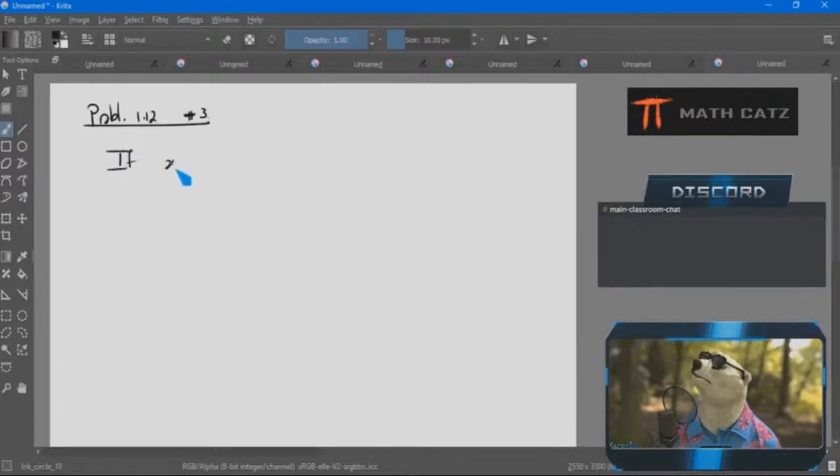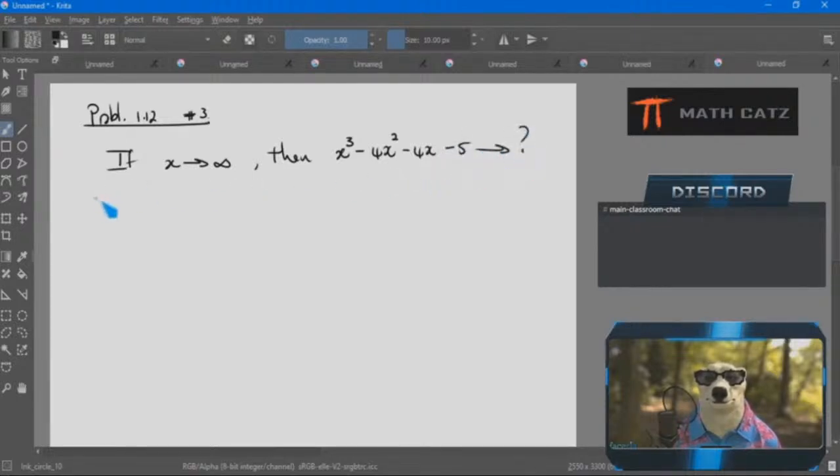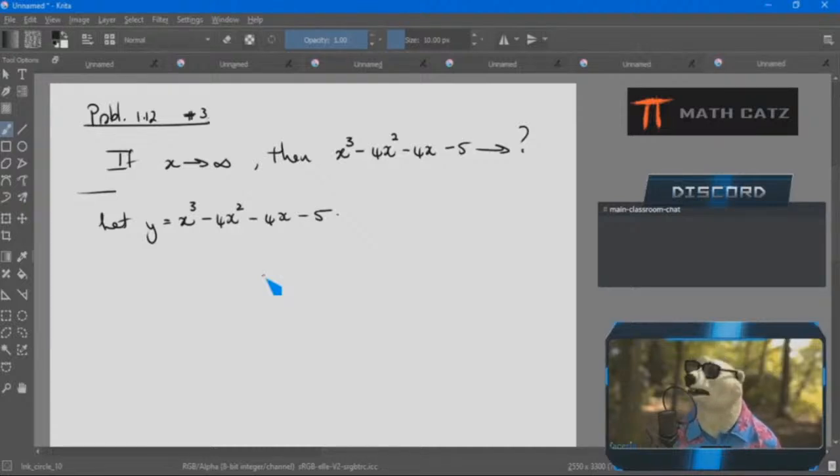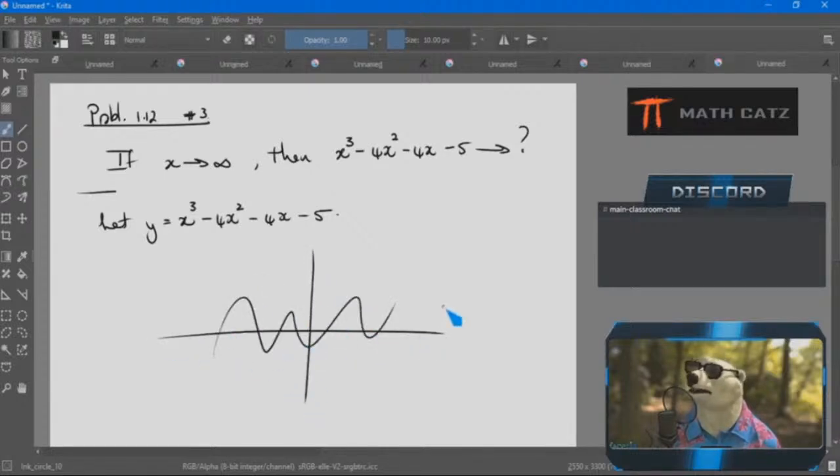So if x grows forever, x approaches infinity, then what is happening to my function? I'll just copy the function, x cubed minus 4x squared minus 4x minus 5. What is that approaching? So let's call it y, so it's a little bit easier to refer to. Let y be this function. Okay, so now I want to know. I don't know what this graph looks like, but that's also not the question. The question is just, what is the long-term behavior to the right?